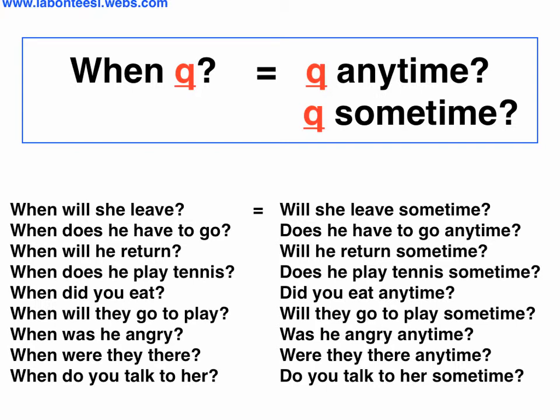When did you eat? Did you eat any time? When will they go to play? Will they go to play sometime? When was he angry? Was he angry any time? When were they there? Were they there any time? When do you talk to her? Do you talk to her sometime?